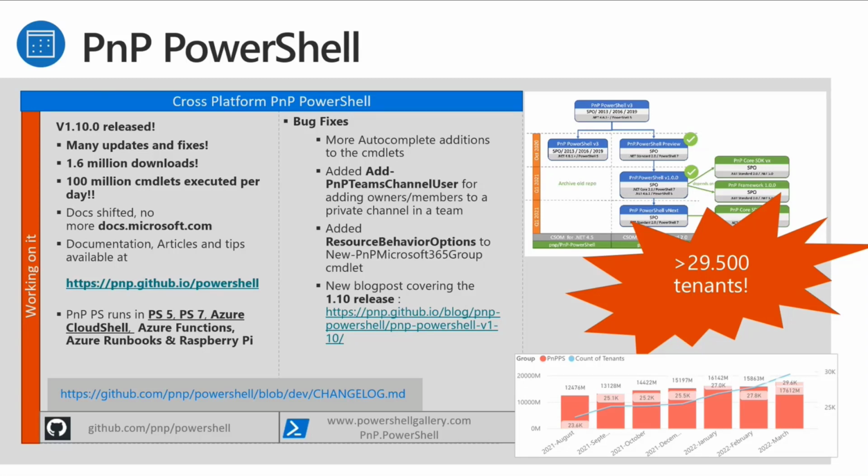PnP PowerShell is a module that you can use to interact with Microsoft products such as SharePoint Online, Teams, Project, Security Compliance, and Azure AD, and even more, like Power Automate, or Flow, as we used to call it earlier. What is coming up in the current version is we added a new command so that in a private channel that is present in the team, you are able to add an owner or a member of that particular team. One other thing that used to happen is whenever you create a new Microsoft 365 unified group, a welcome email used to get sent. So you can disable that using this resource behavior option.